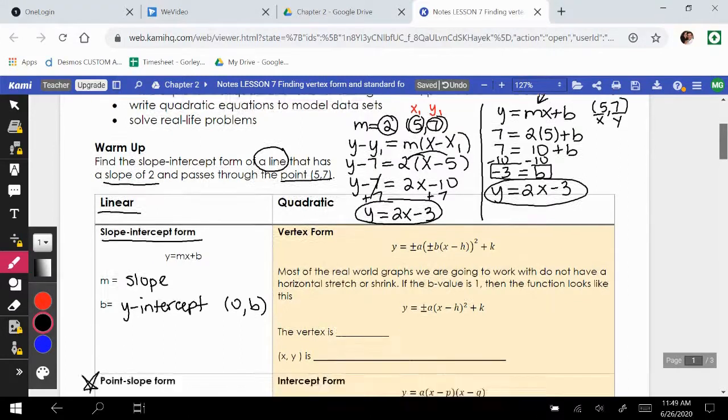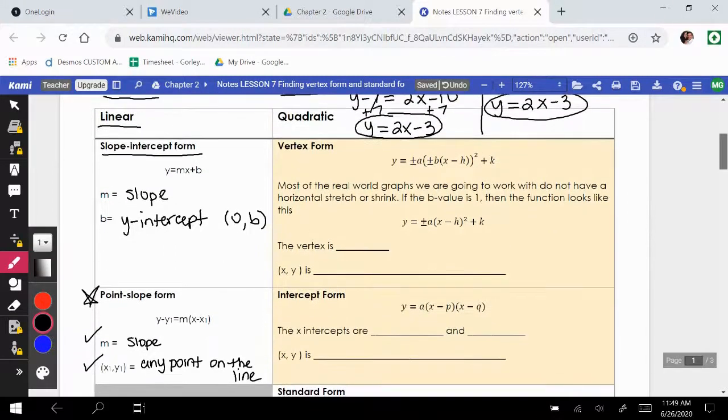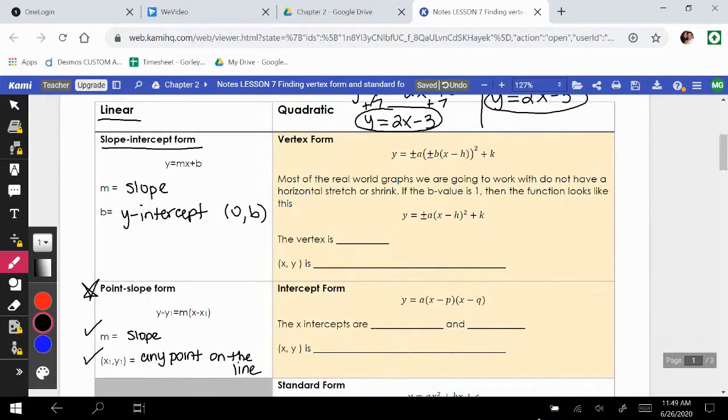All right. We just reviewed the linear forms. Now let's review different ways you can write a quadratic function. The first way is vertex form. This is my favorite because you can clearly see the transformations. You can clearly see the vertical reflection, vertical stretch or shrink, horizontal stretch or shrink, left-right shift, and up-down shift for your parabola.